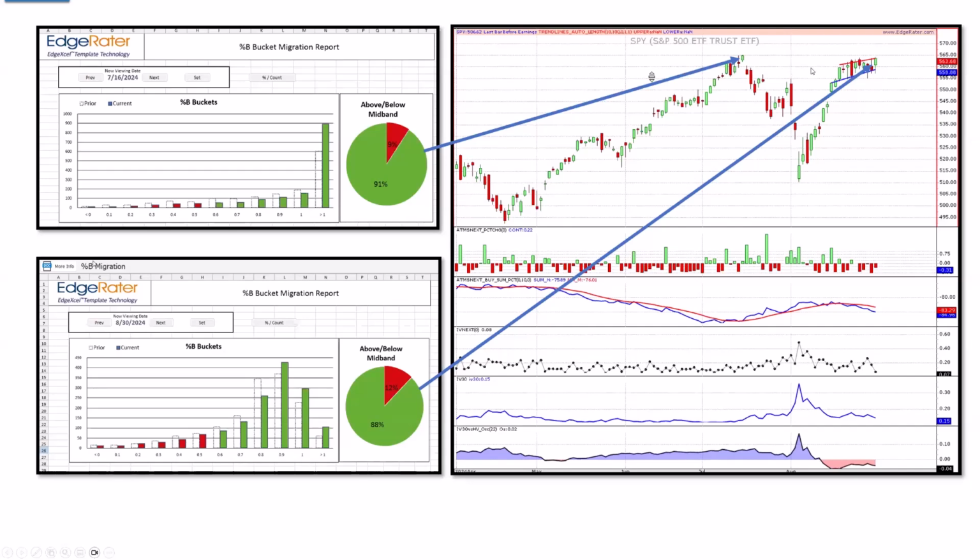And obviously we're getting to the highs. So if we break out, then there is potential for breaking out here. There's also obviously potential for rejection from the high.